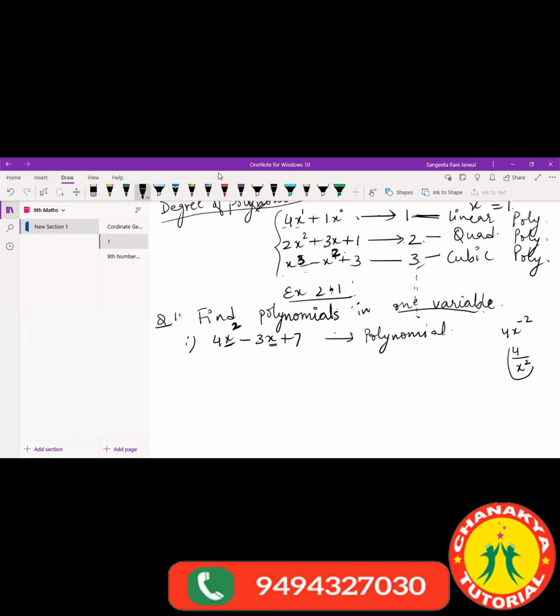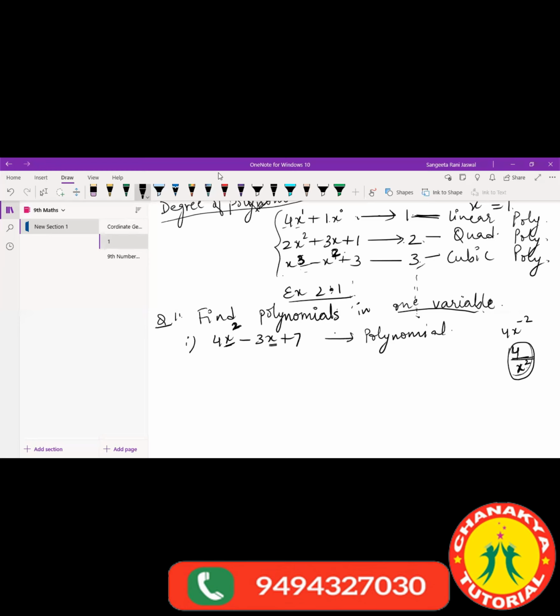In this case, it will not be a polynomial. Do you call this type of expression a polynomial? We don't, until we take the LCM and bring it to the equation form. Okay, ma'am. We don't have any equal to sign, so this is not a polynomial equation, no?